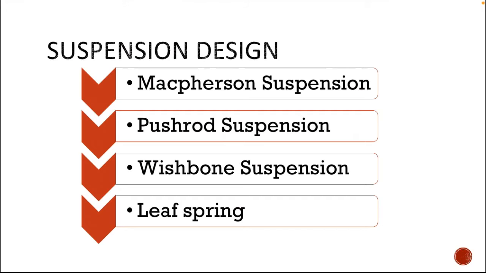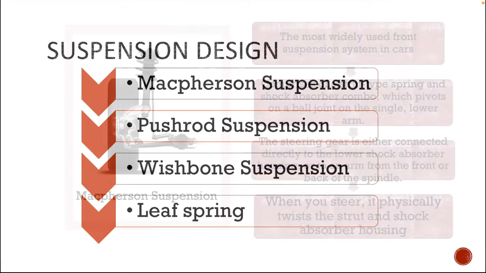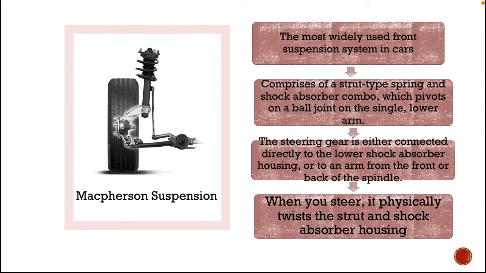Now we can see the different suspension designs used in automobiles: McPherson suspension system, pushrod suspension system, wishbone suspension system and leaf spring. These are the different suspension designs which are commonly used in automobile systems. So the first one, the McPherson suspension system. This is the most widely used front suspension system in cars.